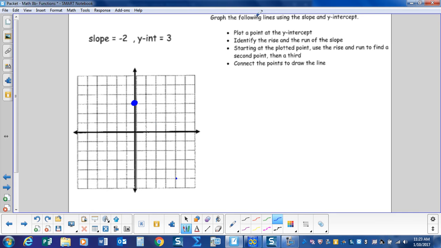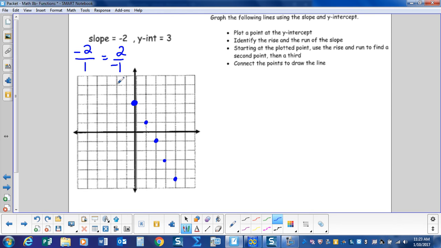And then we're going to identify the rise and the run of the slope. Well, the slope is -2, which is -2 over a positive 1, or it's a positive 2 over a -1. So the first one I'm going to do is -2, so that means I'm going to fall 2 and run to the right 1. Fall 2, run 1. And I'm just going to keep going until I run out of slots, okay?